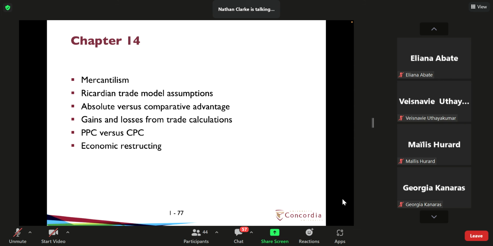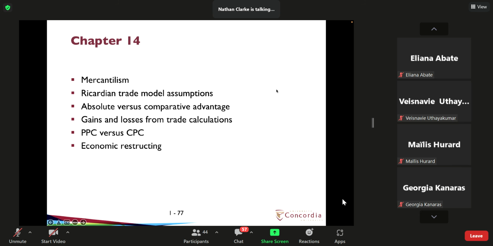Then also just be able to distinguish between absolute and comparative advantage, understand what the PPC is and how you can get the CPC from the PPC. Understand some of the assumptions from the Ricardian trade model, because they might ask you to point out some of them in one of the multiple choice questions and whatnot.